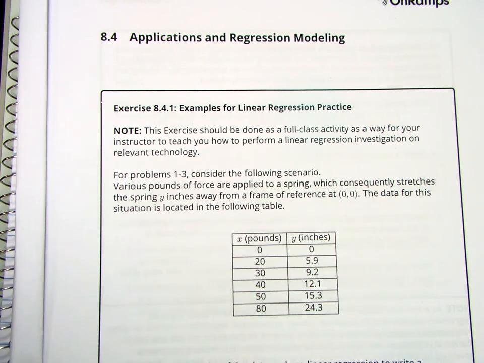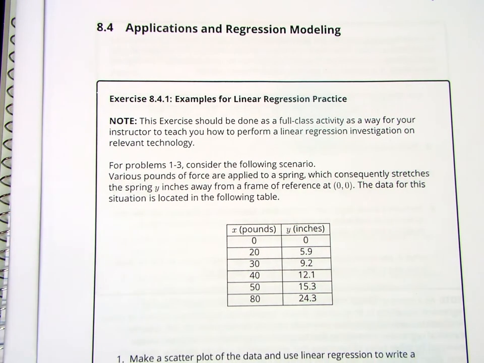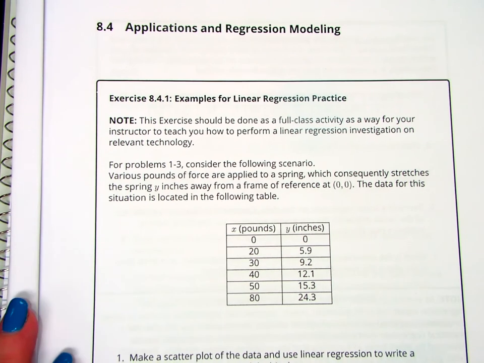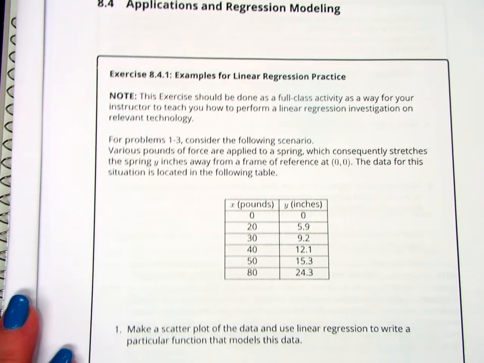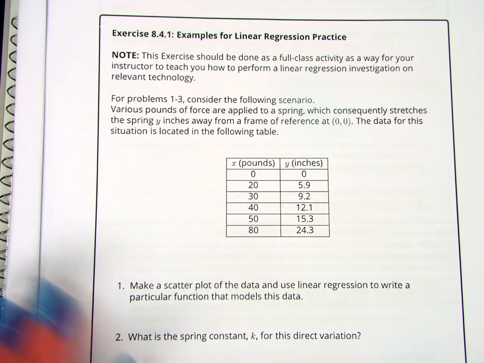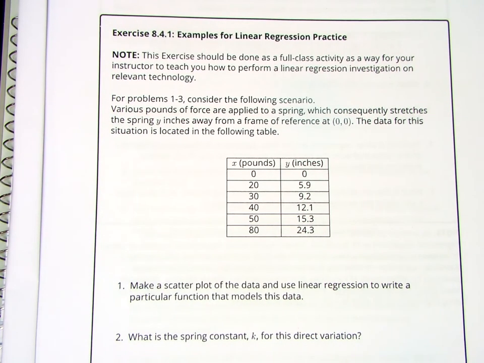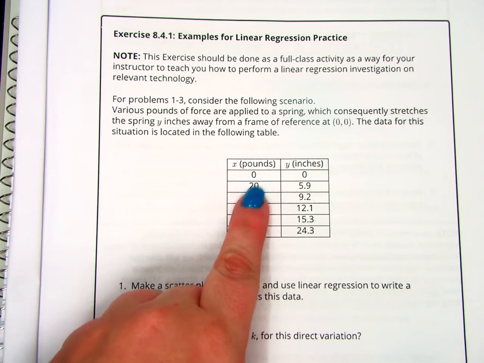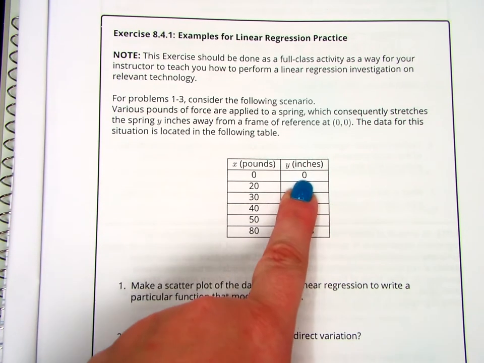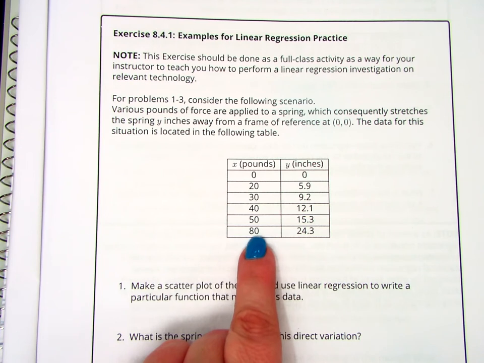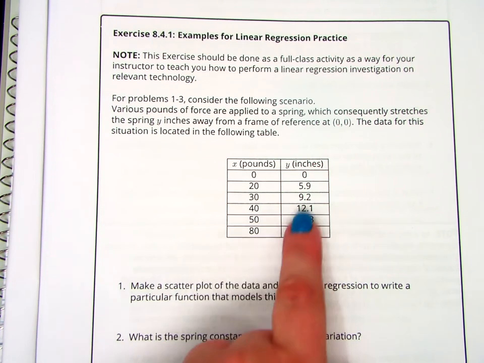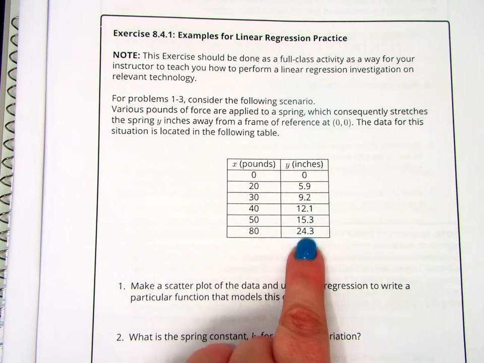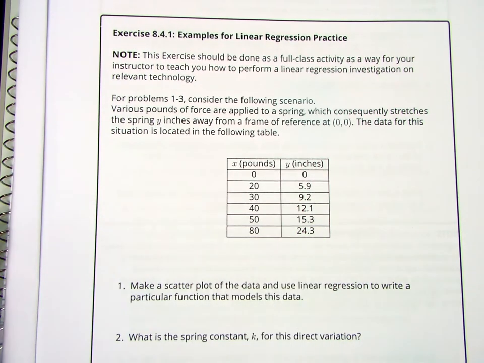This activity should be done as a full class activity as a way for you to perform linear regressions on the relevant technology. So I'm going to show you how to do it in your Inspire. Okay? For problems 1 through 3, we're looking at this scenario. Various pounds of force are applied to a spring, which consequently stretches the spring y inches away from a reference at 0, 0. The data for this situation is located in the following table. So I can see if I don't have any weight on the spring, then it hasn't been stretched at all. And then the more weight I put on the spring, the more that spring gets stretched, which should hopefully make sense.